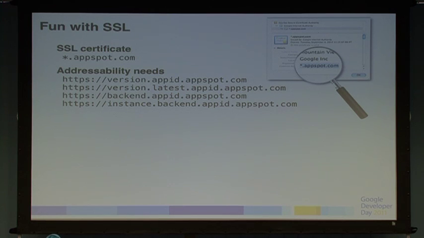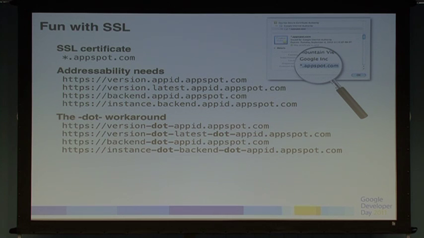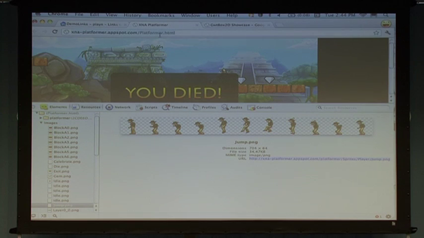That's because if you want a version-specific URL, you get version.appid.appspot.com. Or if you're using backends or backend instances, you have these deep URLs that want to go several levels deep. If you do that on HTTPS, let me show that. You'll see what I mean by this.